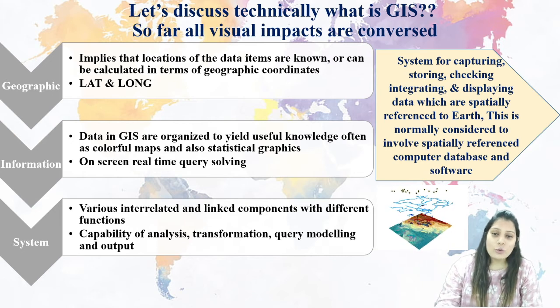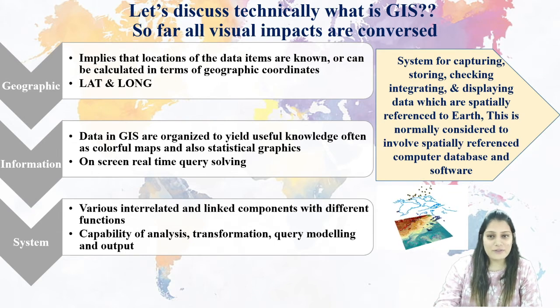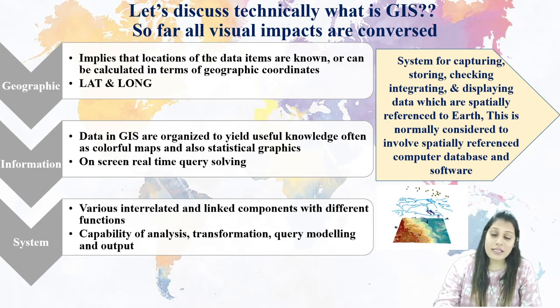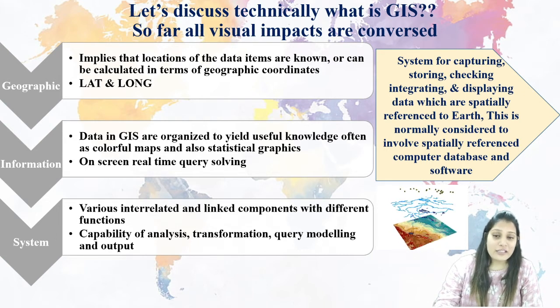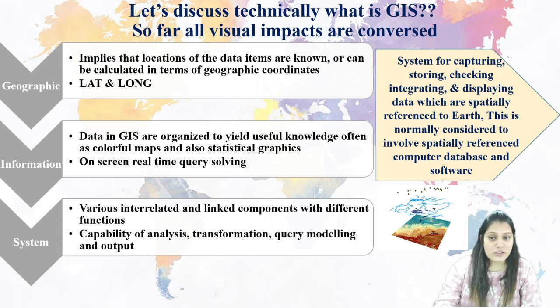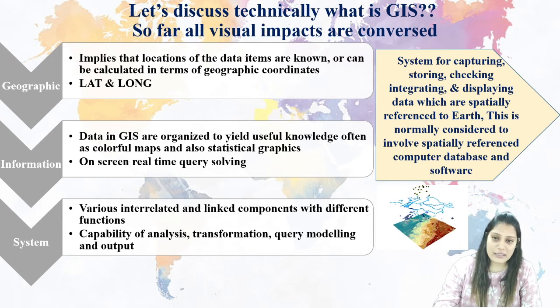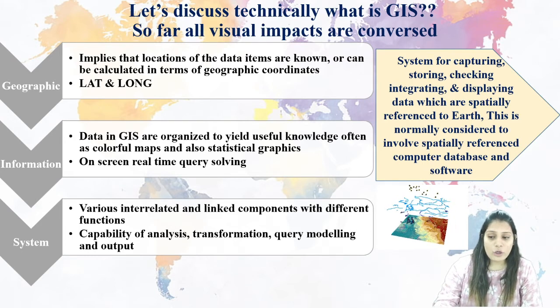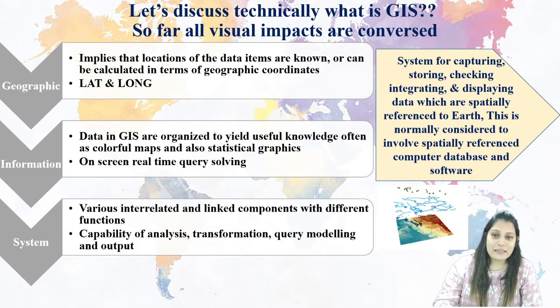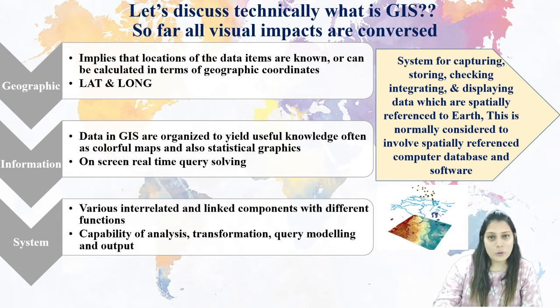I guess you are now clear on what the word database means. As I have previously said, database means the data you are preparing to input in the GIS. If it is proper, if all the information is there, then only we can work in the GIS environment. Now, when I say geographic, it basically leads to latitudes and longitudes, which implies that the location of the data items is known or can be calculated in geographic coordinates.